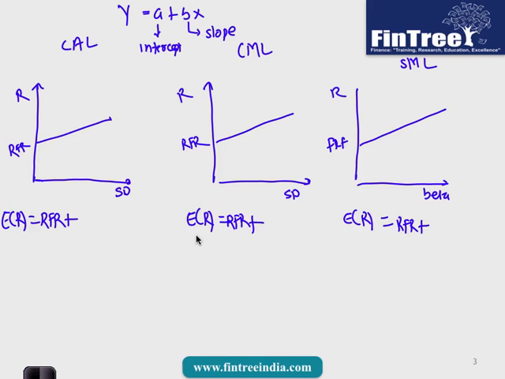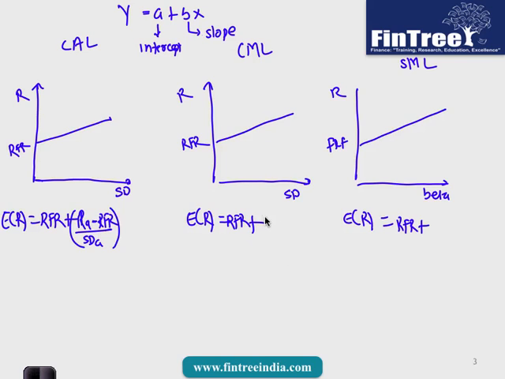Is the slope positive? Is it upward sloping? That means as risk increases, return increases. Now what is the slope of CAL? If standard deviation increases, then by how much will return increase? So the slope of CAL is the return on asset A minus RFR divided by the standard deviation of asset A. Have you seen this number earlier? It is the Sharpe ratio.